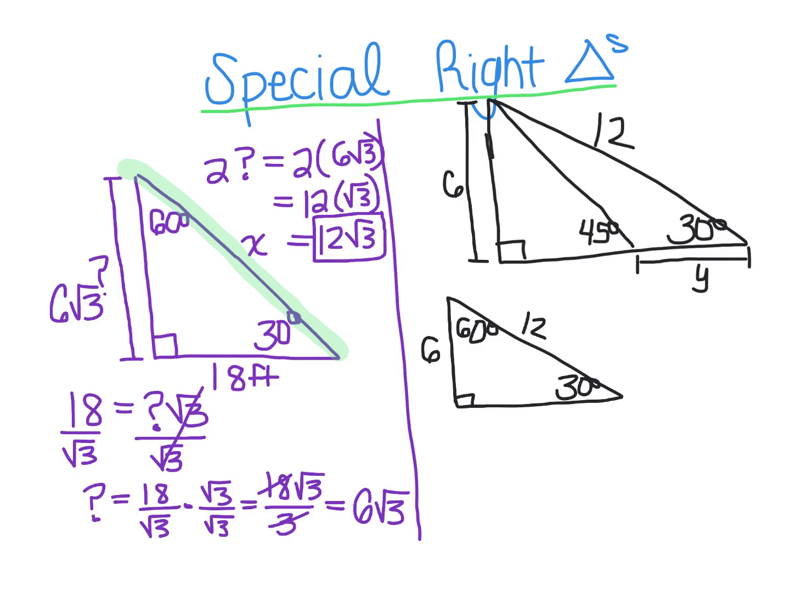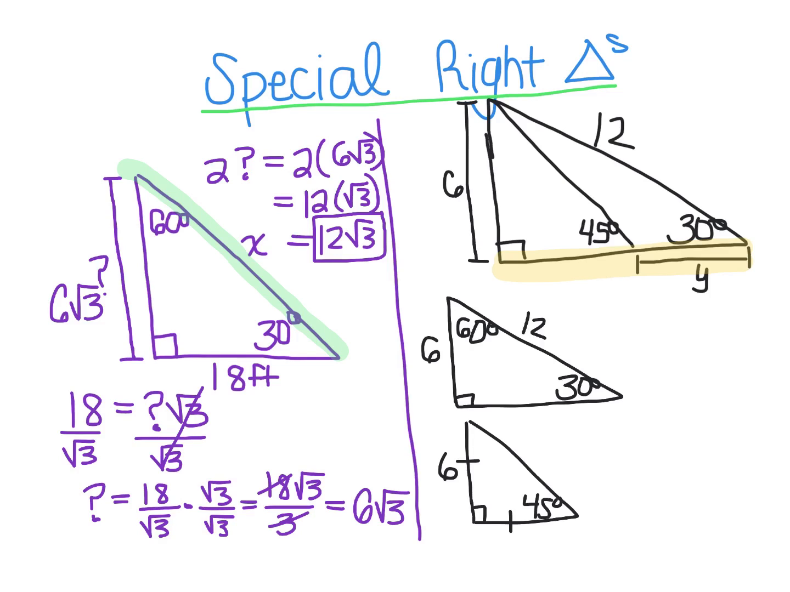Now I want to look at thinking of this entire side right here, and then making that connection with the y that I'm trying to solve for, okay? So here we have a 45, 45, 90 triangle, and I know that one side is 6. Well, on my 45, 45, 90, my legs are congruent.